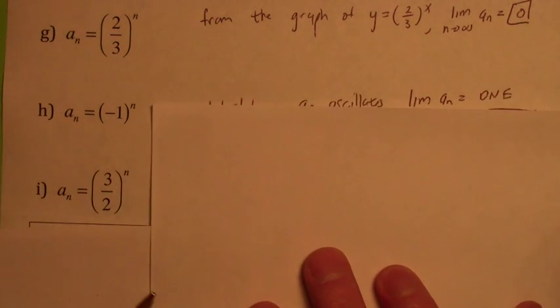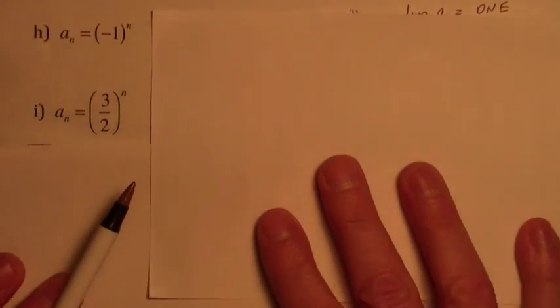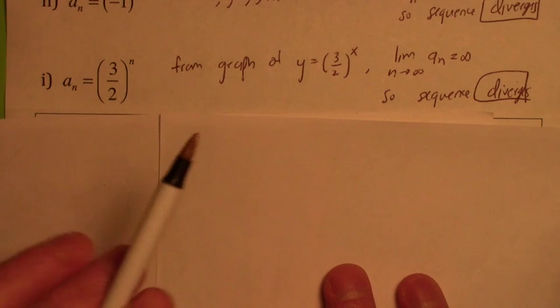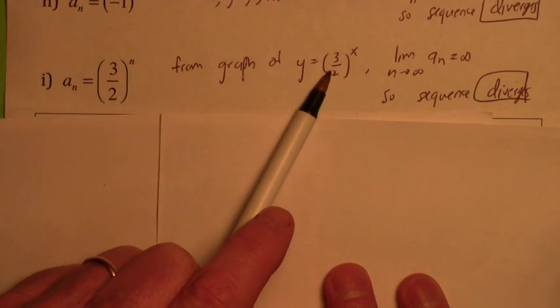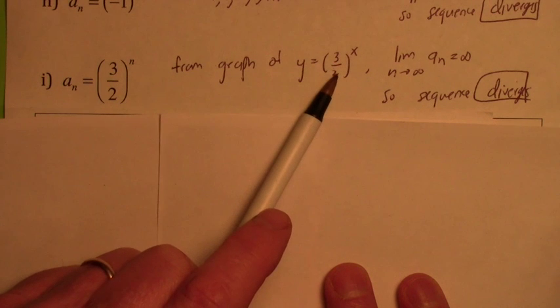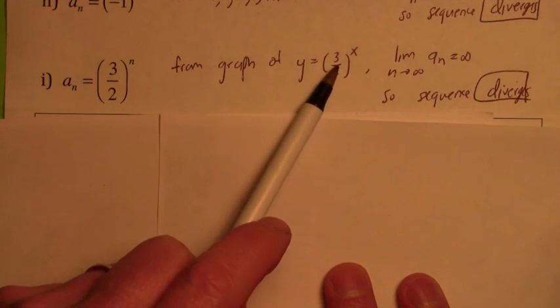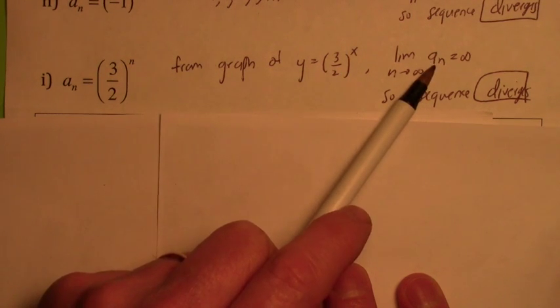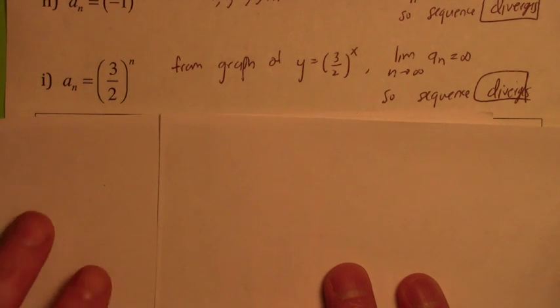Okay. This one, again, we can go back to the graph of the exponential function. In this case, (3/2) to the x. This is an increasing exponential function since the base is bigger than 1. So the limit as n goes to infinity of a sub n is the same as the limit as x goes to infinity. In other words, since the graph is going to infinity, the a sub n's are points on the graph, so they're also going to infinity. In this case, we'd say the sequence diverges.